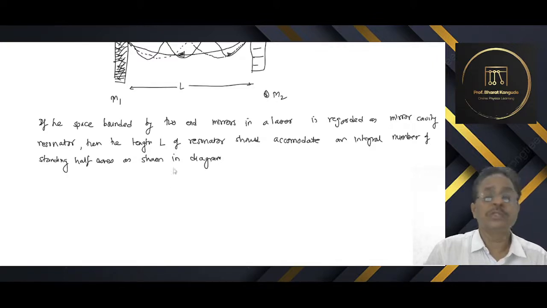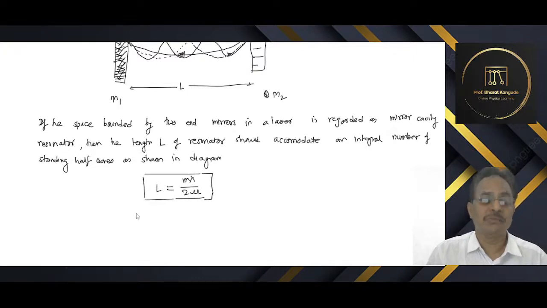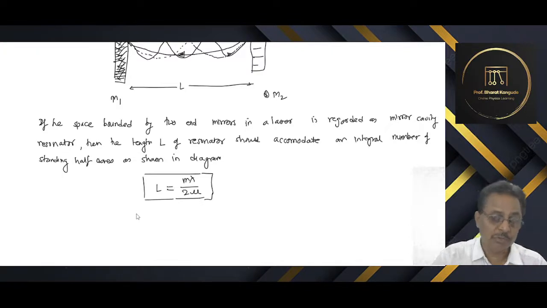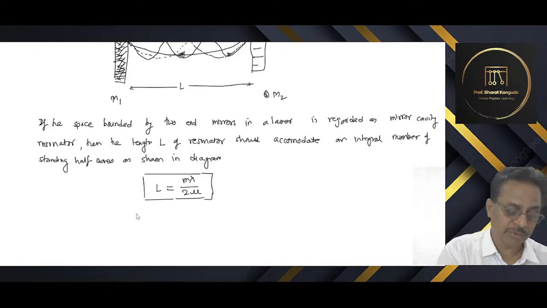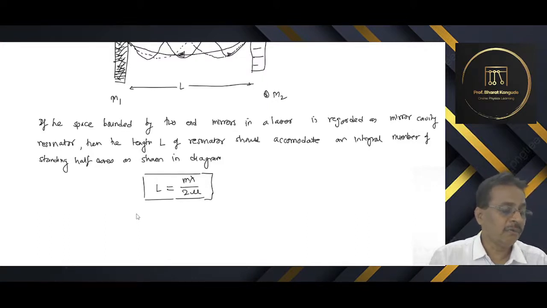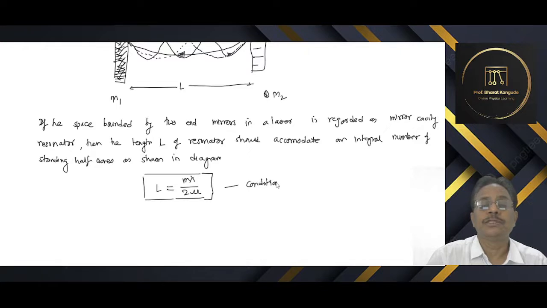Okay, so I can write the equation for L as L is equal to m lambda divided by twice into mu. So this is called the resonating length, or the length required for resonance of a particular wavelength lambda. So L is equal to m lambda upon twice mu. This is called the condition of resonance.